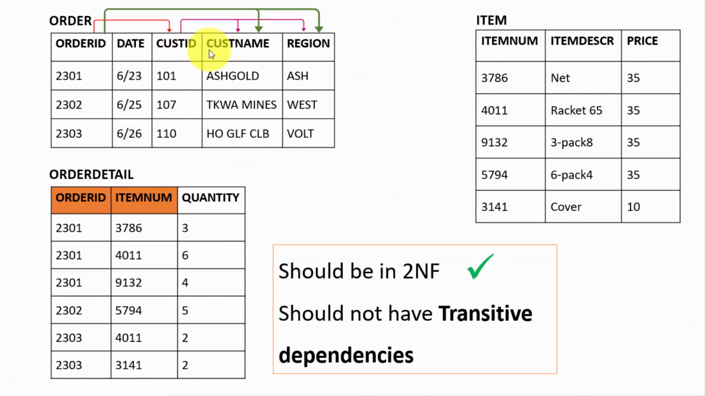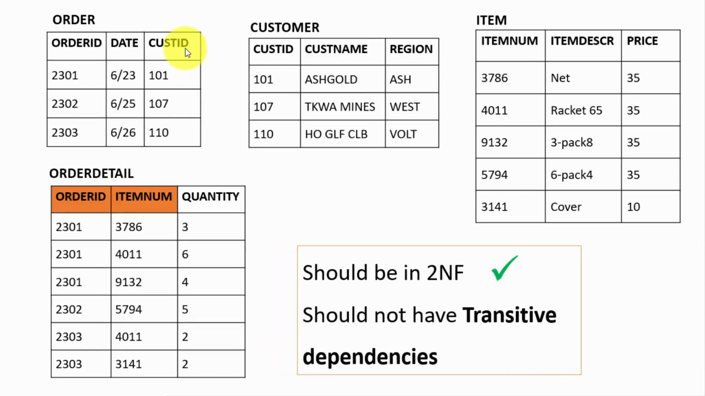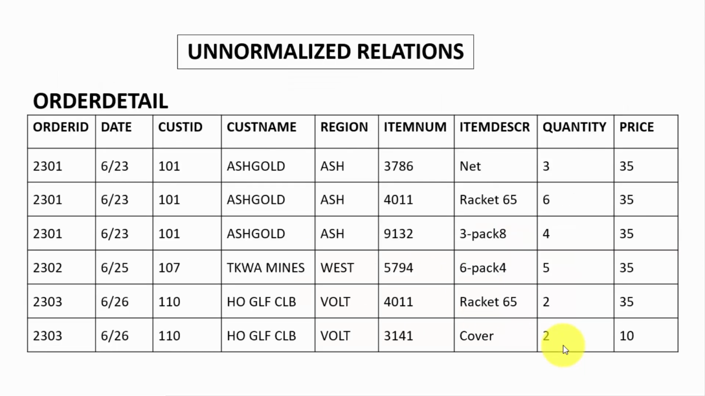So we move the customer name and region with the customer ID, which will be the primary key, to a new table called customer. And that will hold the customer details. And we'll have the customer ID attribute in the other table as a foreign key to establish the link between them. At this point, there is no transitive dependency, so our table is in third normal form. And now we have a normalized database relation in third normal form from an unnormalized relation.